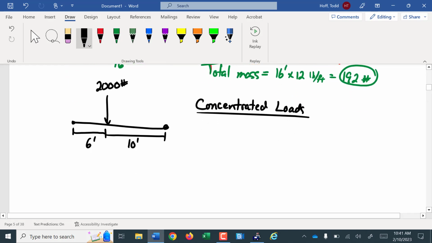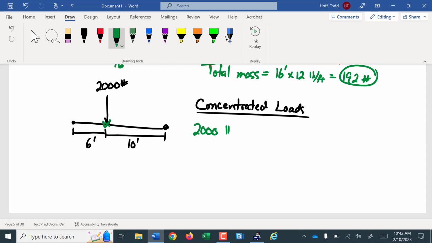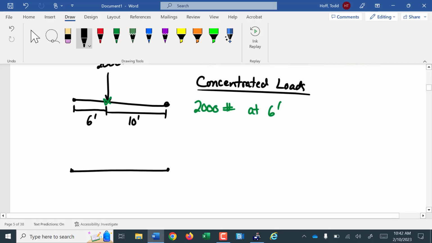The center of mass for concentrated loads is the average distance. I should be careful here. The location of the center of mass for multiple concentrated loads is the average distance from the left end. For a single concentrated load, the center of mass is just where that load is. So this mass right here is 2,000 pounds at 6 feet, and that's it. There is only one load there. So the calculation would come if we're combining more than one concentrated load.